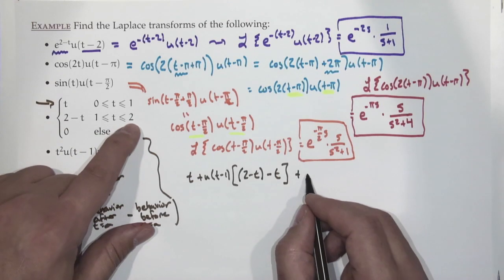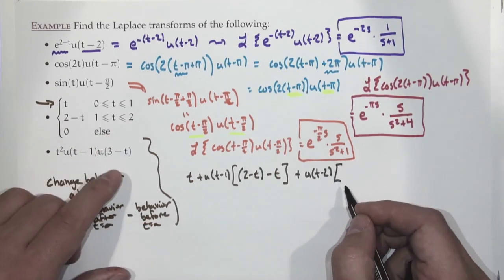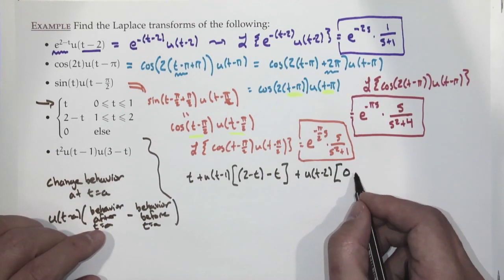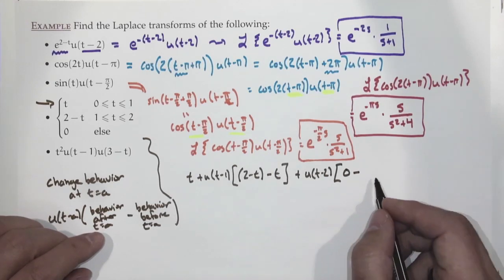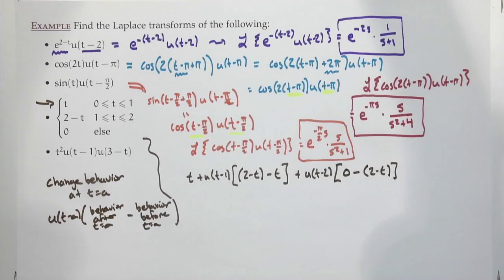So if u of t minus 2, what's happening after 2? 0. What's happening before 2? 2 minus t. Okay, so our piecewise function can be rewritten in this format.